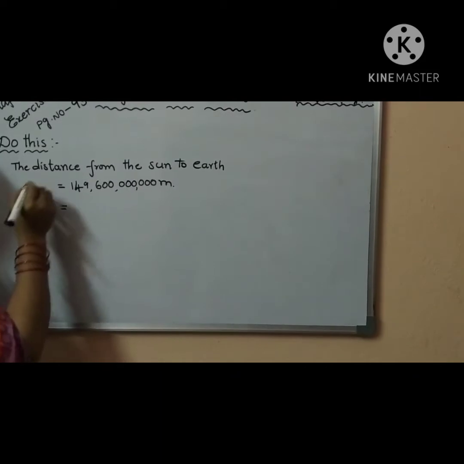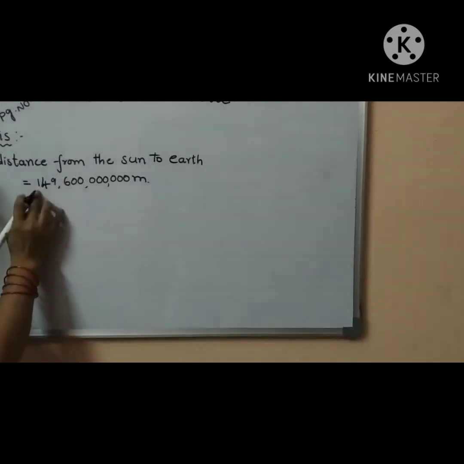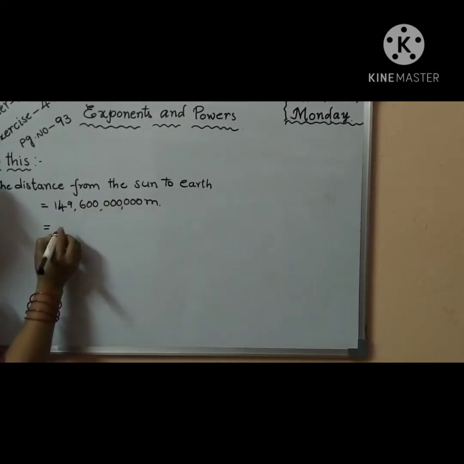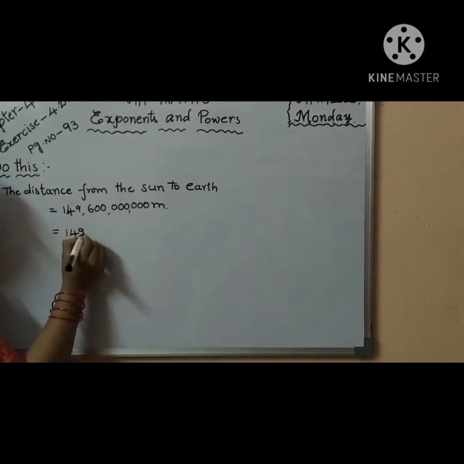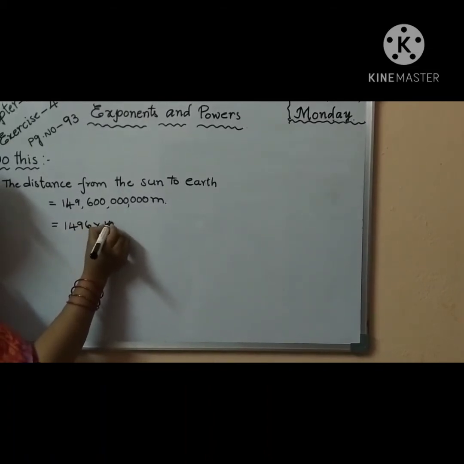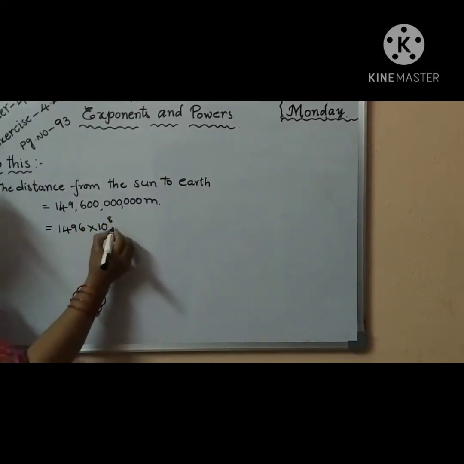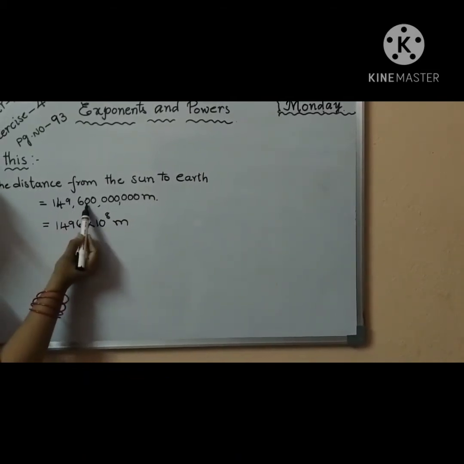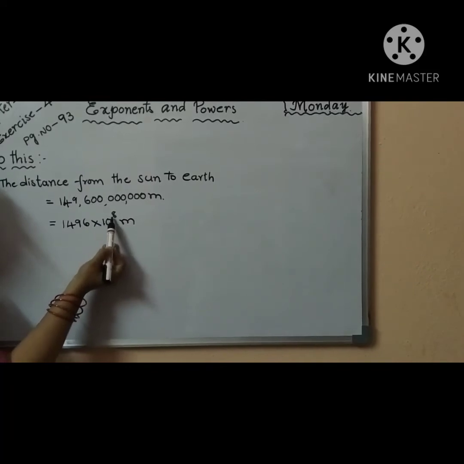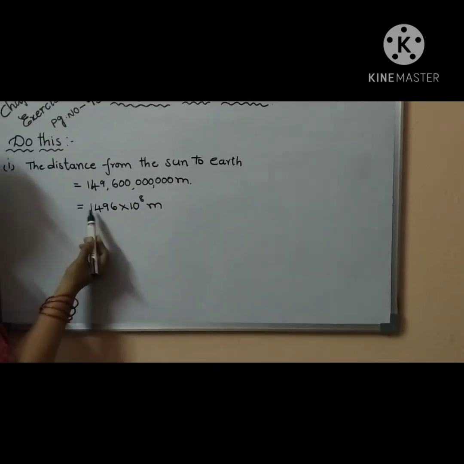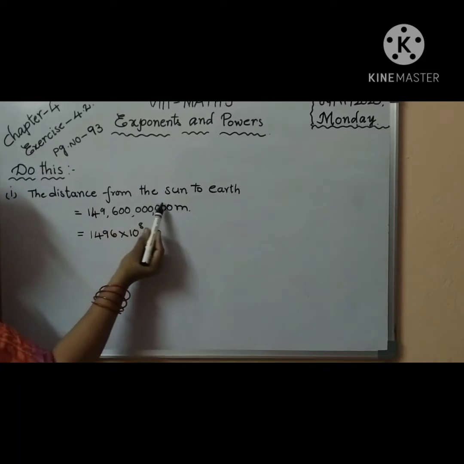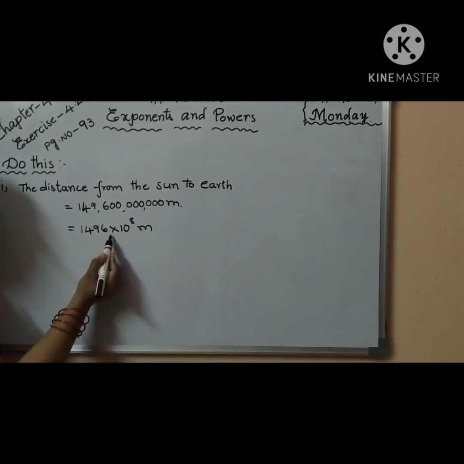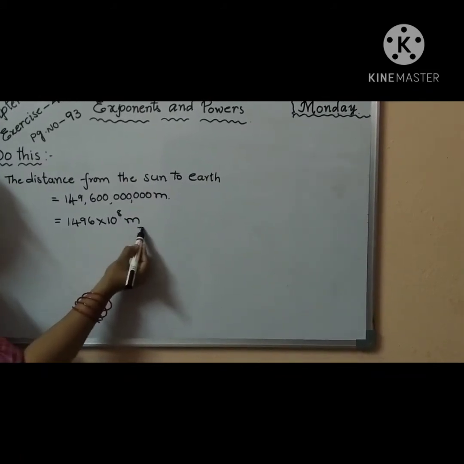So change it to the standard form. Here, after the digits, how many zeros are there? 1 2 3 4 5 6 7 8. We should write here into 10 power 8 meters. Did you understand? It is a standard form. In this, how many zeros are there? We should write here 10 power 8. So the distance from the sun to earth in standard form is 1496 into 10 power 8 meters.